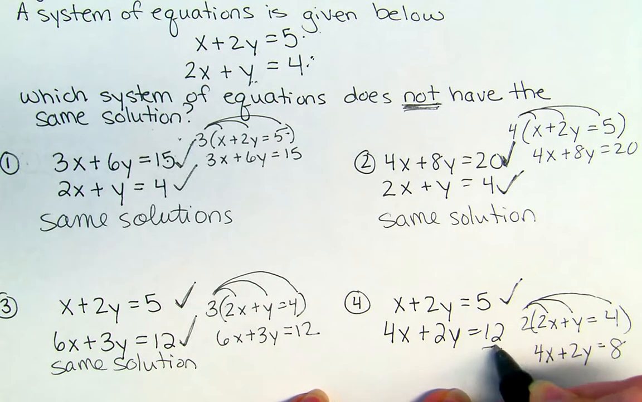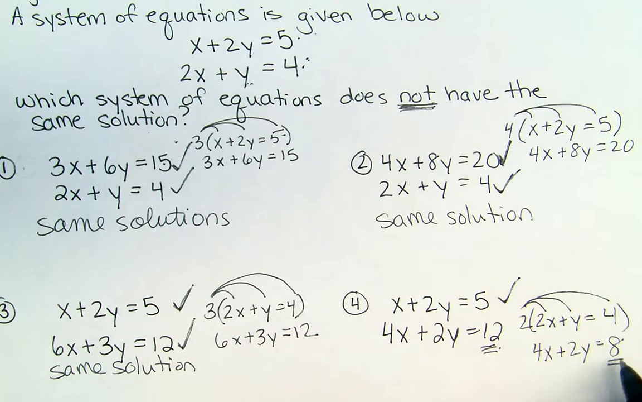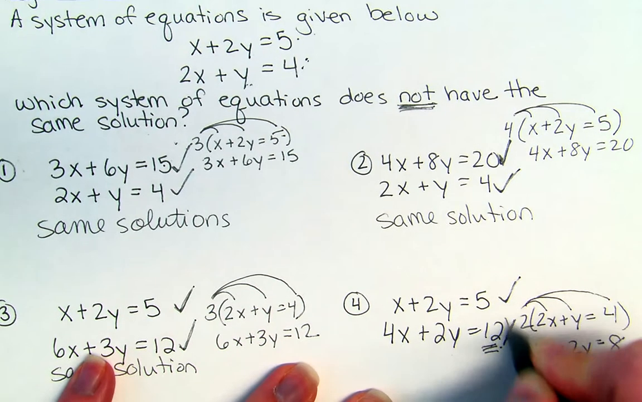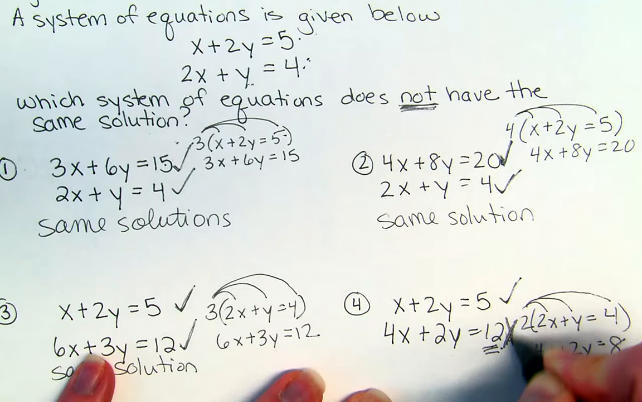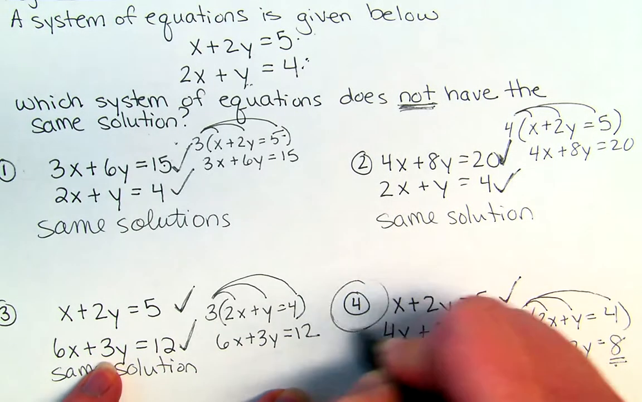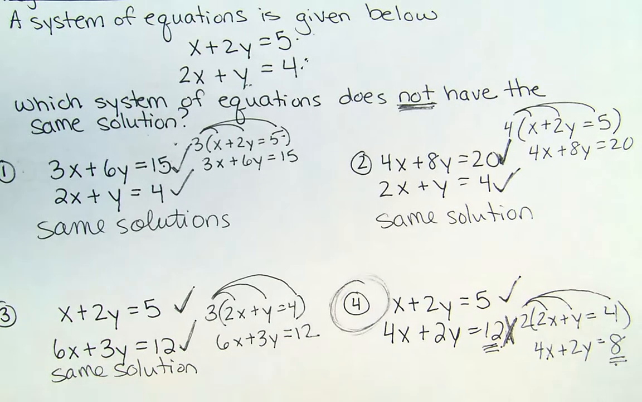They must have multiplied incorrectly here because this is what they should have done to make it equivalent, but this is the answer that they got. So this last equation does not match. So this choice 4 is the one that will not have the same solutions.